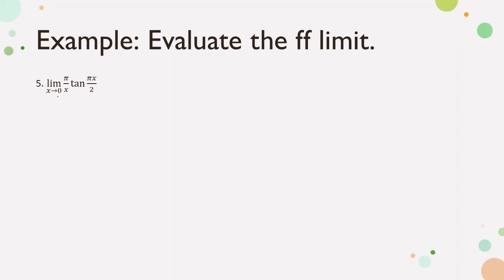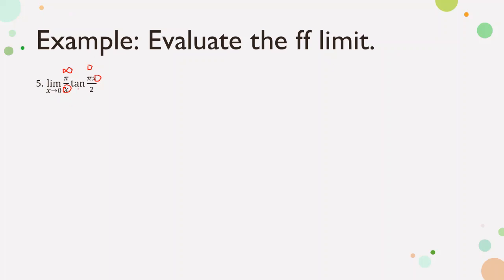So, again, before we proceed with some other alteration of the equation, let's try to substitute first to see if it would give us a constant answer. But if it's not, then we'll go ahead and transform our equation. So pi over x, as we know, the x would be replaced by 0. Pi over 0, that is infinity or undefined. And if you try to calculate tan of pi times 0 over 2, that would give you a result of 0.